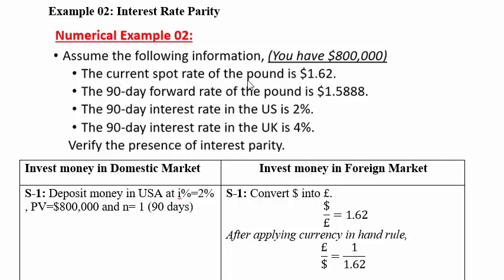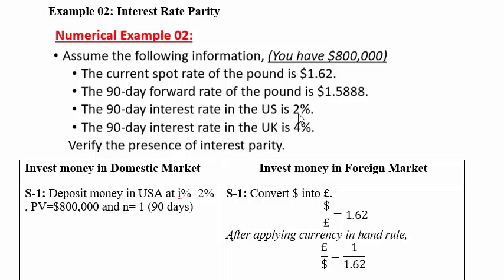The current spot rate of pounds is $1.62 per pound, meaning 1 pound is equal to $1.62. That's the spot rate. And a 90-day forward rate, 90 days means 3 months. So after 3 months we expect that 1 pound will be equal to $1.5888. So you can say that the value of the pound will decrease in the future. That is expected. The pound is our foreign currency because we have dollars, so the dollar is considered our domestic currency. The 90-day interest rate is 2%.